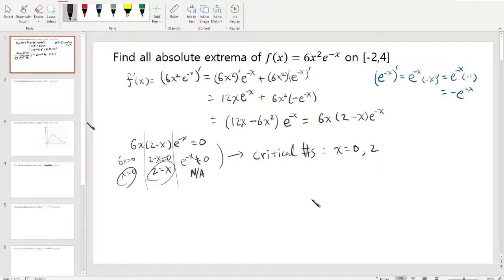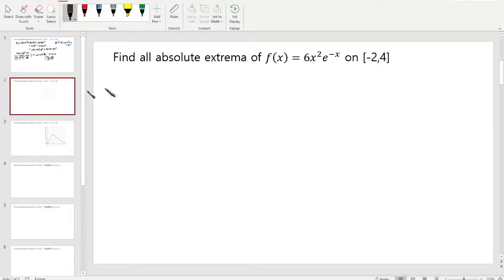Okay, and then along with these, the endpoints are negative 2 and 4. So we have to evaluate this function at these 4 points: -2, 0, 2, and 4. So let's try that. First, let's do it on a new page. We need to evaluate f of -2, f of 0, f of 2, and f of 4. Those are the points that we have to evaluate. 0 and 2 are the critical numbers. -2 and 4 are the endpoints of the interval.